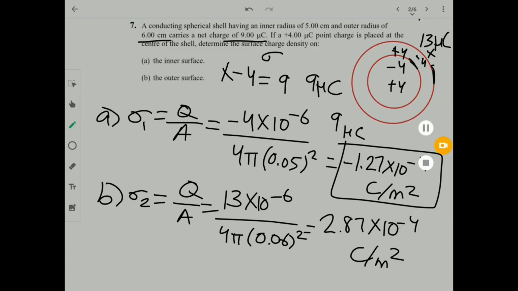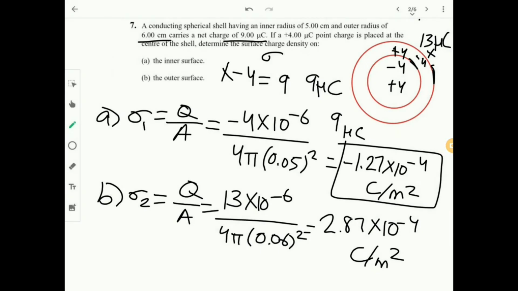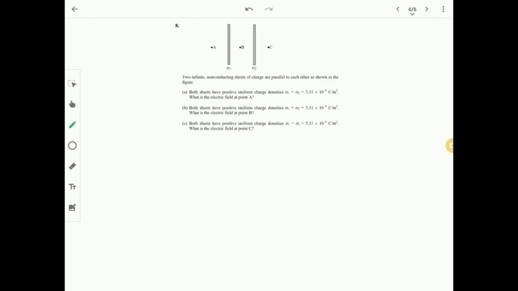Number 8. We have two infinite non-conducting sheets of charge which are parallel to each other in the figure. Let's do parts A to C because they all have the same given. Sigma 1 and sigma 2 are positive. So I've split the question into two parts, so it's easy. I'll give you guys one hint, that, you know what, I won't give you hints. We'll solve it together. Okay, let's check the answers.